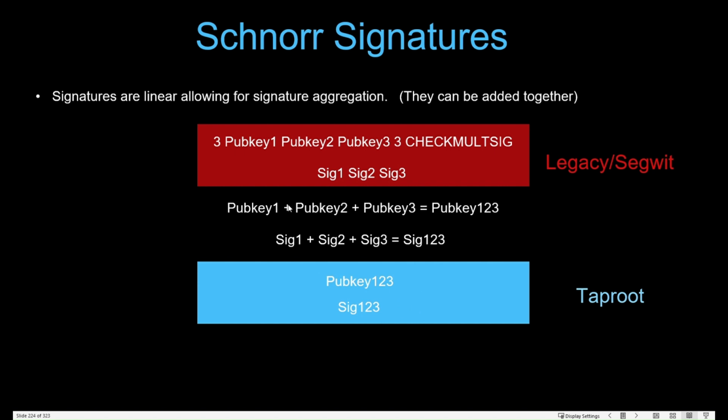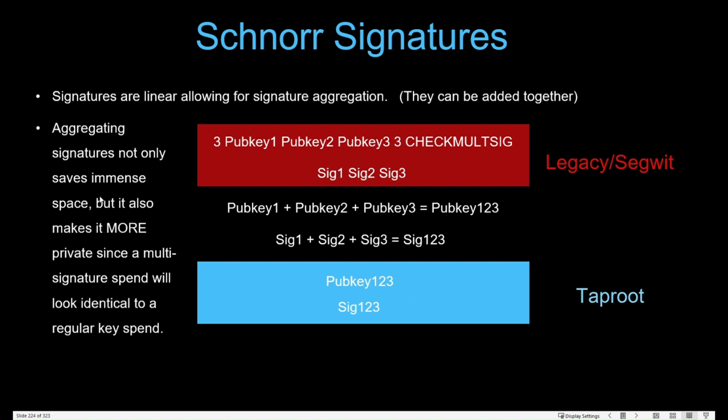Now, of course, we don't just necessarily add them because there's security risk to that. But technically speaking, you could just add them. So for the sake of demonstration, we're just going to do addition and skip any more complicated math. So aggregating signatures not only saves immense space, but it also makes it more private, since a multi-signature spend will look identical to a regular key spend.